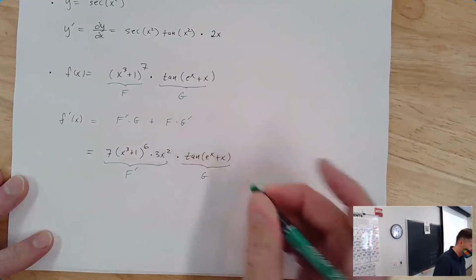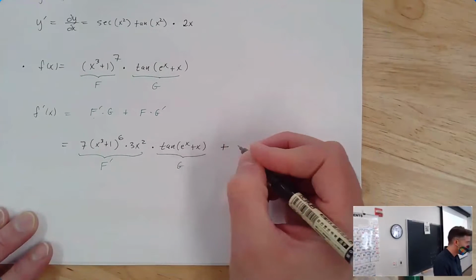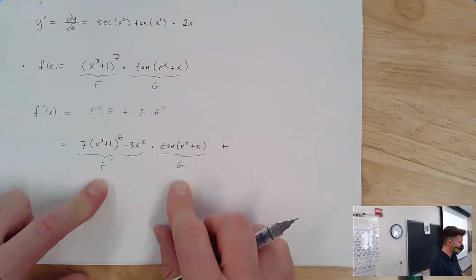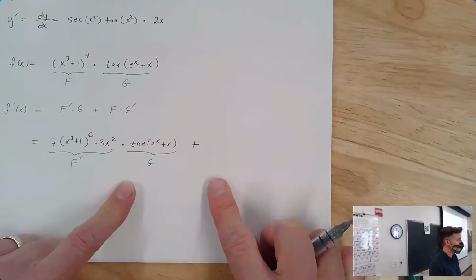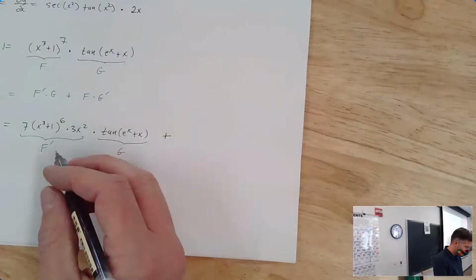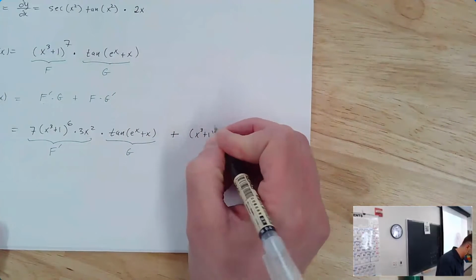And then I have to switch it up and do it the other way. Do you remember when you're using the product rule, there's always a plus separating the first two things multiplied together and the next two things multiplied together. Right? It's f prime g plus fg prime. So then I'm going to leave f alone. So it's just x cubed plus 1 to the 7th.